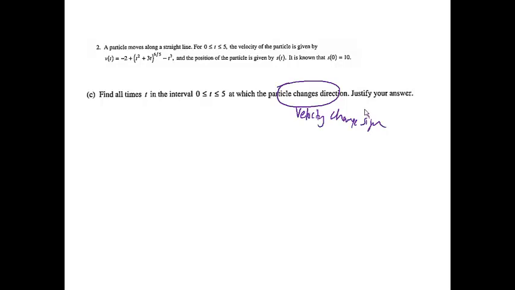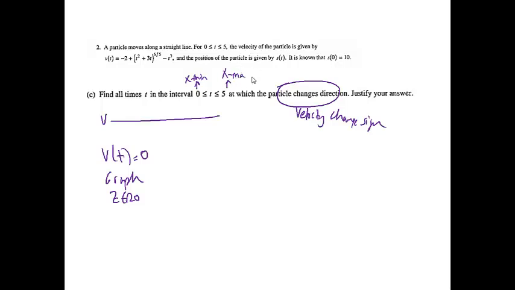So what I need to do is make myself a velocity chart. To do that, I first need to figure out where that velocity equals 0. And here's my velocity formula right here. To figure out where the velocity equals 0, we're going to graph the velocity, and then use the zero feature of our calculator. This time we'll have our x min be 0, and our x max be 5, so we only want values between 0 and 5.